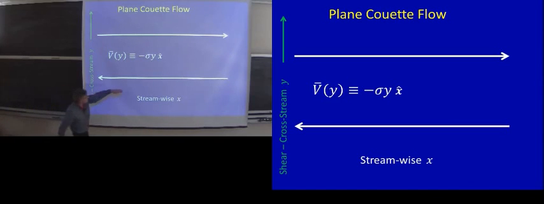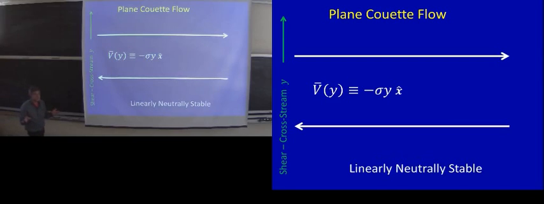So I can go and study Couette flow. Here's my plane flow, and the velocity is as simple as it could possibly be to stop shearing it. The velocity is a function of cross-stream direction y going in the x direction, and it's got a uniform shear sigma. So we've simplified the heck out of this one. And if you calculate all the eigenmodes of this, you find that everything is neutrally stable.